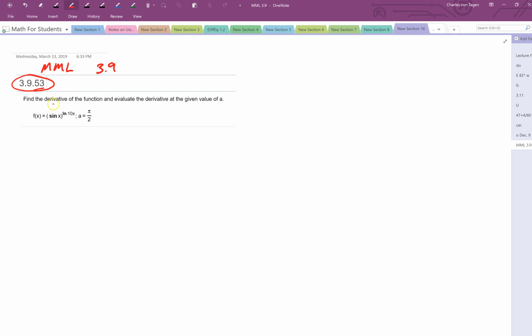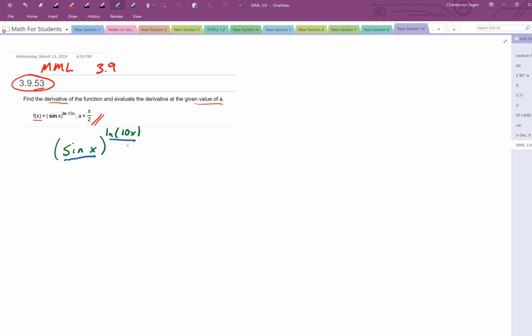So we're asked to find the derivative of the function f at a given value of a. In this case, we're going to use a equals pi over 2. So what's complicated about this problem? Well, if you notice, this looks like an exponent, right? We've got this exponent here, sine of x, all to the natural log of 10x. So it is an exponent, but notice that the base has a variable in it, and the power has the same variable x in it.